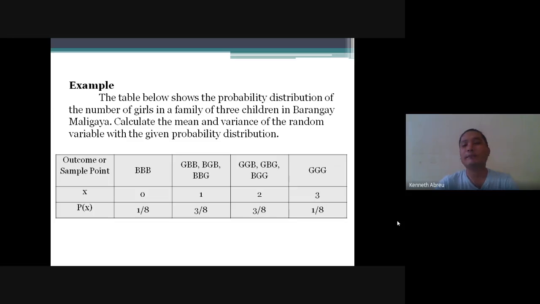At kapag lahat naman ay babae, ang probability natin would be 1/8. Tandaan mabuti, kapag 0, walang babae, ay 1/8 yung probability. Kapag isa yung babae, 3/8. Kapag dalawa yung babae, 3/8. Kapag tatlo yung babae, that would be 1/8. Okay. So, yan yung gagamitin natin kapag sinolve natin yung ating mean and variance ng ating random variable.